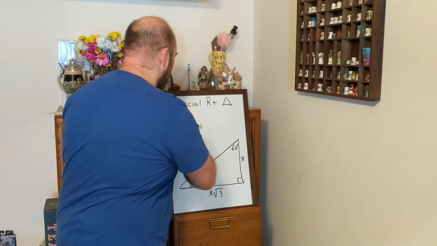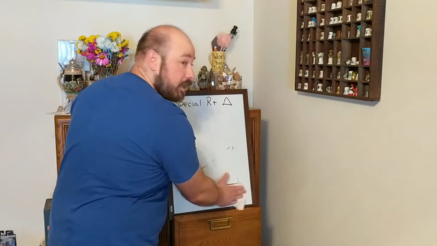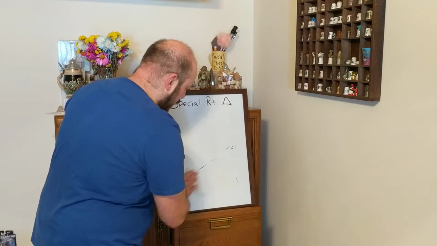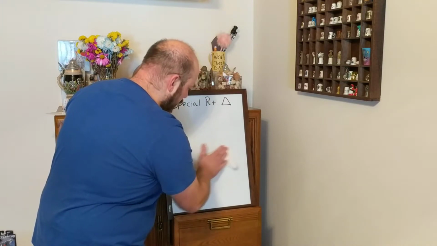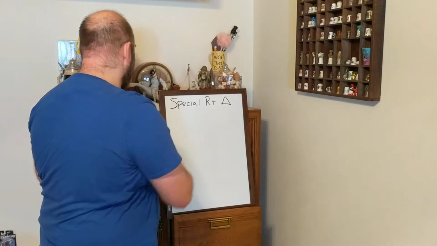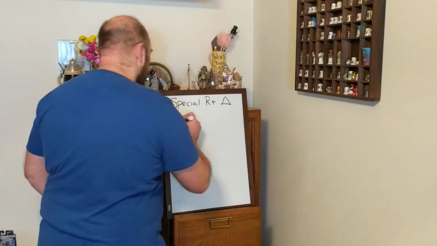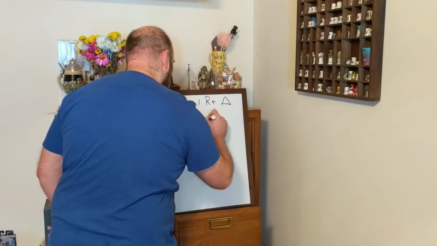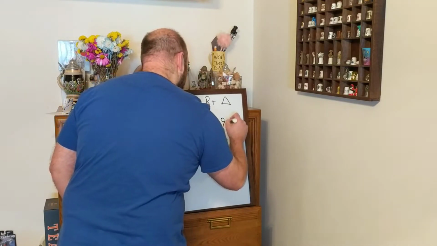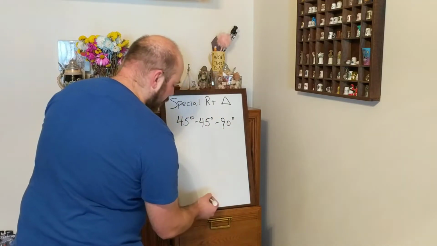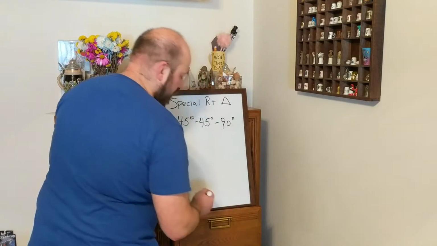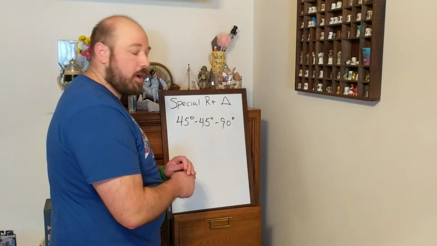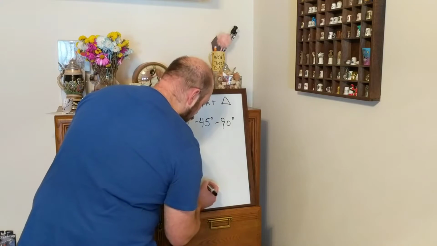The other special right triangle that we deal with is called the 45, 45, 90. And as you can imagine, since it has 2 of the angle measurements that are the same, we are going to have an isosceles triangle. So when I look at the 45, 45, 90, I'm going to try to put this in respect to how we would be looking at it on the unit circle.